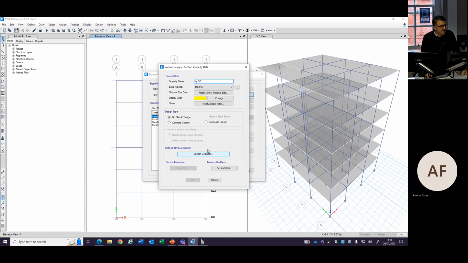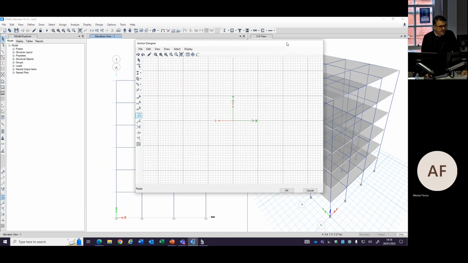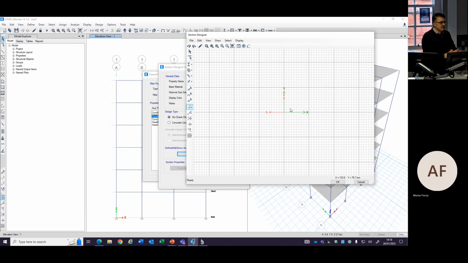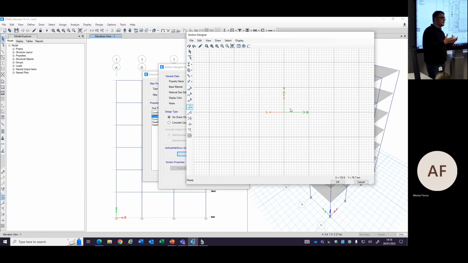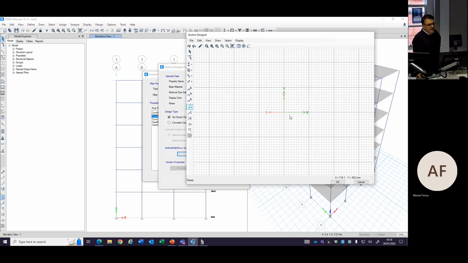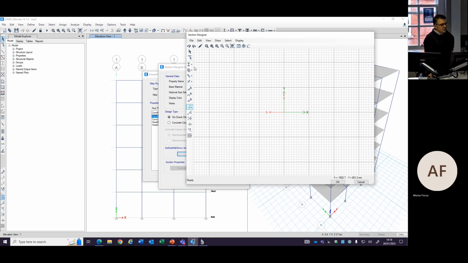If you open Section Designer, this is the capability. It's very useful. You will see there is a space where you can draw whatever section you want. For example, I want to have a concrete section. I have some tools here. I can draw a circle section, a rectangle section, any shape section. These are very useful for the design of shear walls, etc.